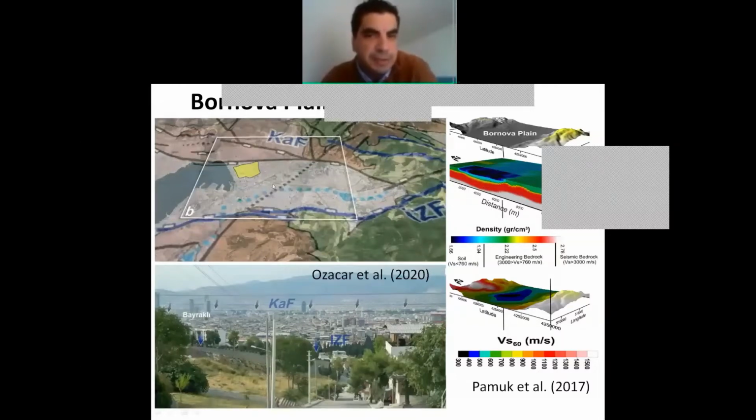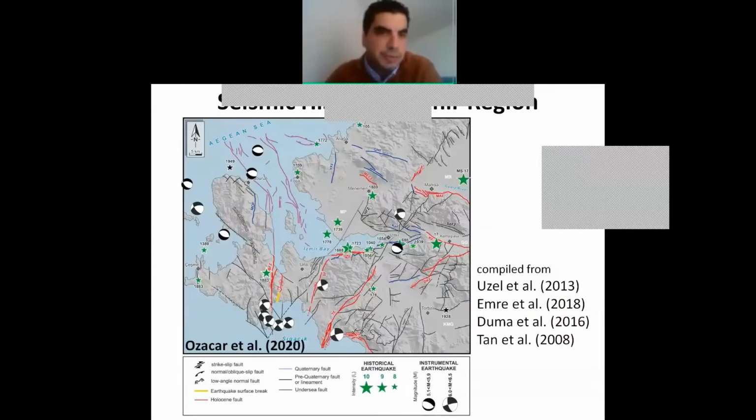So we know the basin fill is pretty thick, and the VS velocities are significantly low. So this would be a candidate for likely site amplifications, but other speakers will talk about it in more detail.